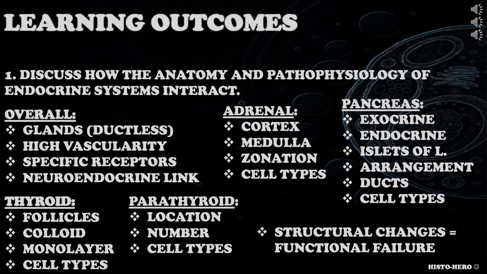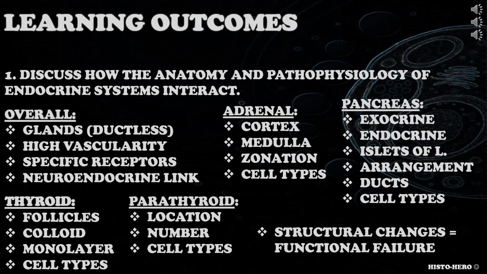The learning outcomes demonstrate candidates' knowledge, skills, and competence in this submodule. They also include demonstration of the understanding of scientific principles, laboratory procedures, quality assurance, and professional conduct. They allow candidates to work autonomously and solve problems independently. The first learning outcome is for the candidate to discuss how the anatomy and pathophysiology of endocrine systems interact.